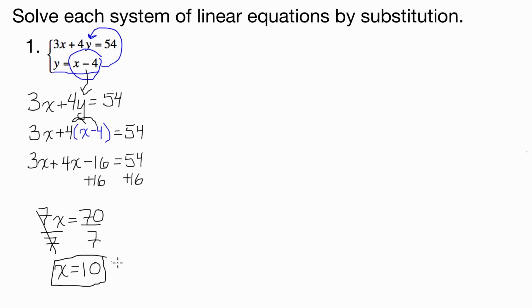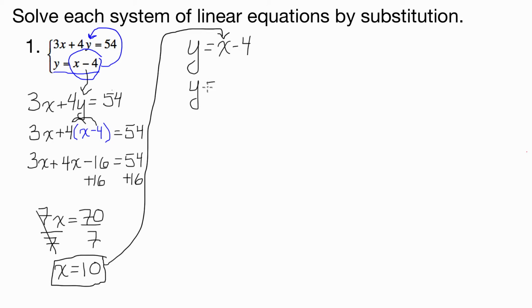Boom. Now, if we want to know what y equals, we know that y equals x minus 4. We know that x equals 10, so we can just take the 10 and plug it right in there and solve for y. So y equals 10 minus 4, so y equals 6. Boom. There's our answer. Now, if your teacher wants it written as an ordered pair in the form x comma y, you could write it as 10 comma 6, or you could just box your answer, x equals 10, y equals 6.